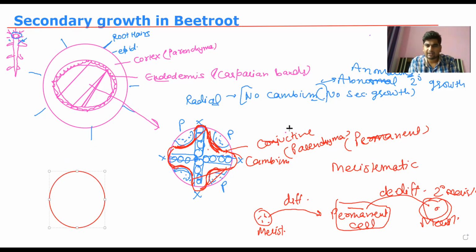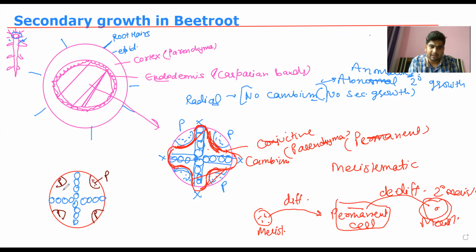That is how the cambium appears. In the blue color, I am showing the xylem. These were our vascular bundles. In the brown color, I am showing the phloem. And in the red color, I am showing the cambium. How does the cambium appear?